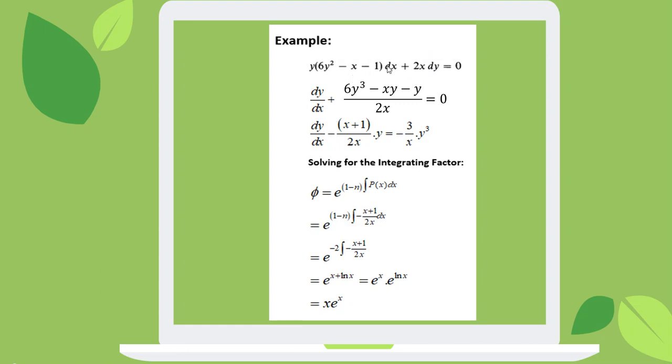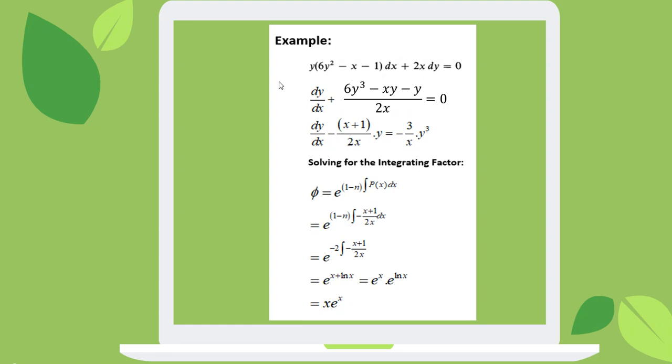It's just like we transfer like this, okay? But it's still odd because we're not transferring any of this to the other side of the equation. We simply divided that way. In here we divided by dx, in here we divided by 2x. So that remains this one to be expanded. So you have 6y cubed minus xy, rather minus y. And then the 2x here.